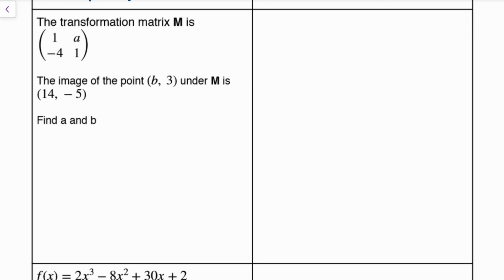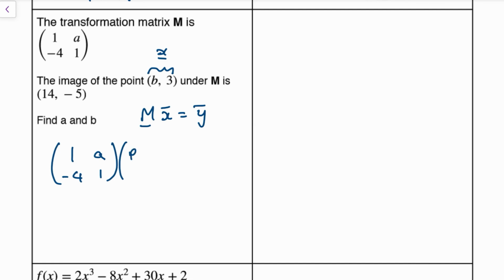Anyway, to the question. The transformation matrix M is this thing here, the image of the point (B, 3) under M. So in other words, if I call this X, under M, if I do M times X, I get Y. Now, to be clear, these X and Y's aren't the X and Y's that you know. They're sort of the input and the output. And it tells me that Y is equal to (14, -5). So therefore, I can say that (1, A; -4, 1) times P and Q is equal to (14, -5). I can't use A and B, and I can't use X and Y because I've already written that, so I'm going to use P and Q.